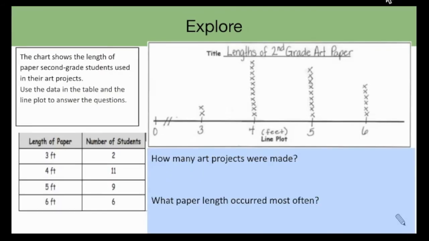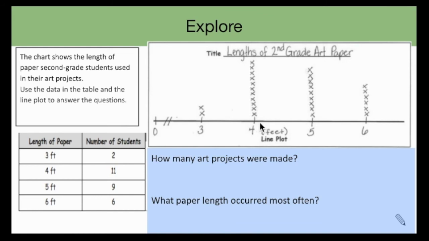Let's look at another example from today's lesson. The chart shows the length of paper second grade students used in their art projects. Use the data in the table and line plot to answer the questions. Length of paper, number of students: 3 feet, 2 students; 4 feet, 11 students; 5 feet, 9 students; 6 feet, 6 students. Again, they took this data and they put it into the line plot.